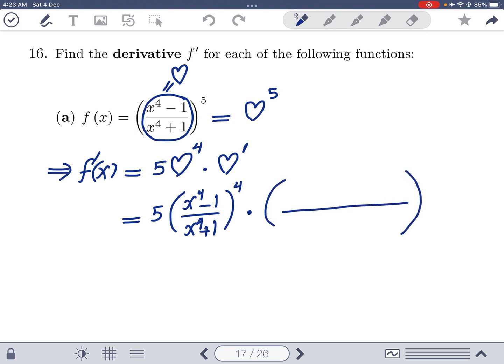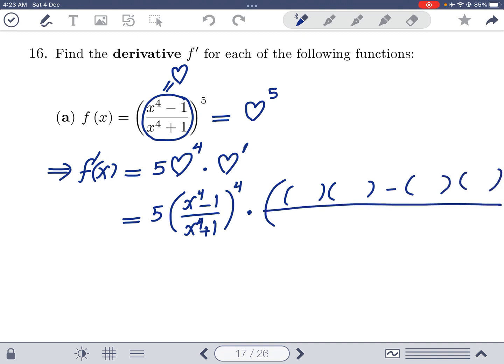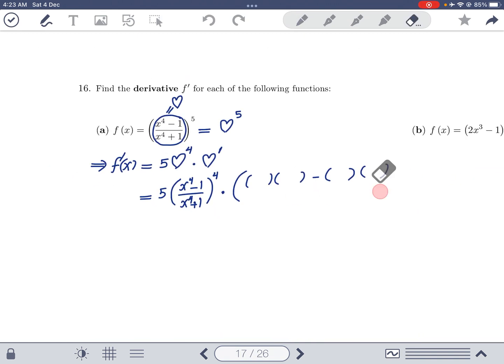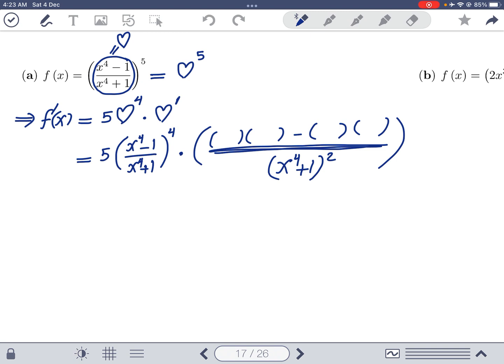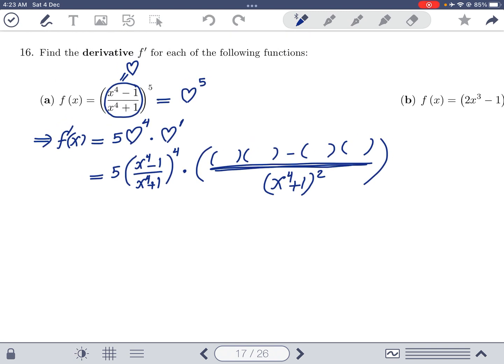We apply the quotient rule. So it's the derivative of the first times the second minus, we need more space probably. So let's do it with more space like this, minus something times something over the denominator squared. Okay, so over the denominator here is x to the 4 plus 1 squared. And now we start putting things. So here we have, this is the numerator and this is the denominator.